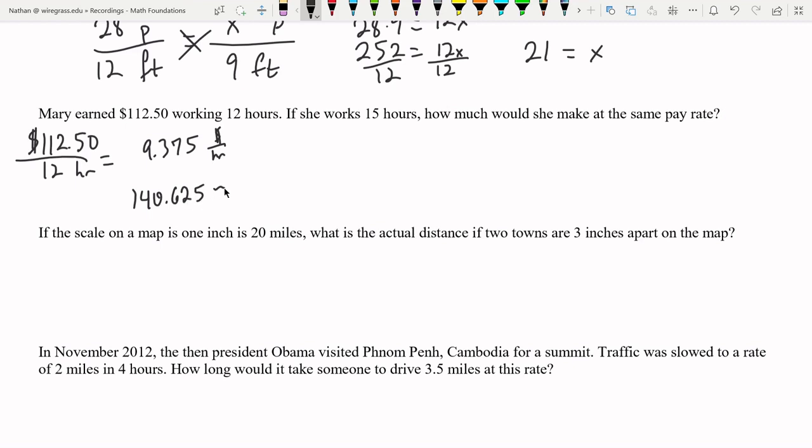140.625, or in other words, approximately 140.63 dollars. That's what we expect.